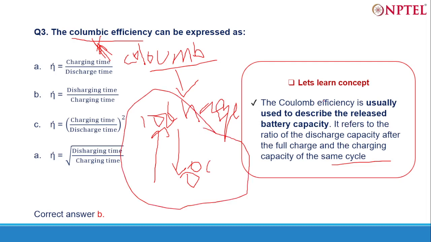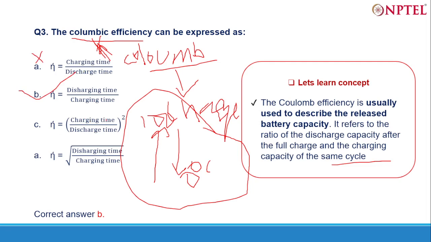So you know what Coulombic efficiency is? Coulombic efficiency is the ratio of discharge capacity after the full charge and the charging capacity of the same cycle. So the first option is charging upon discharge. This cannot be. The second option is discharge upon charging time. So this is the right option.